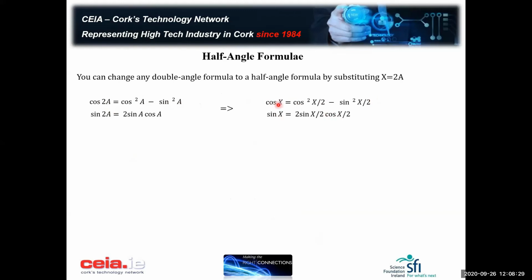For cos X is cos squared X over 2 minus sine squared X over 2. And this formula translates into sine X equals 2 sine X over 2 by cos X over 2. All of these are in your log tables, so you don't need to remember these compound angle formulas. Just remember that they exist and where to find them.